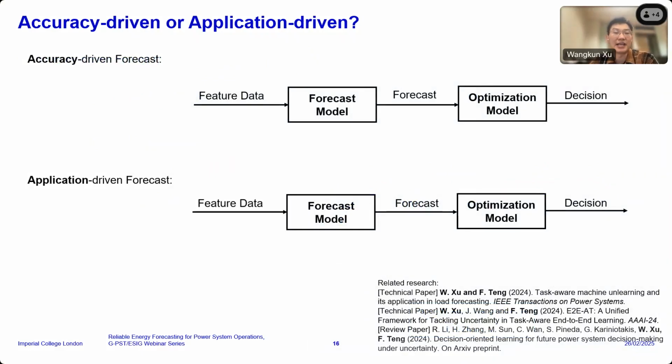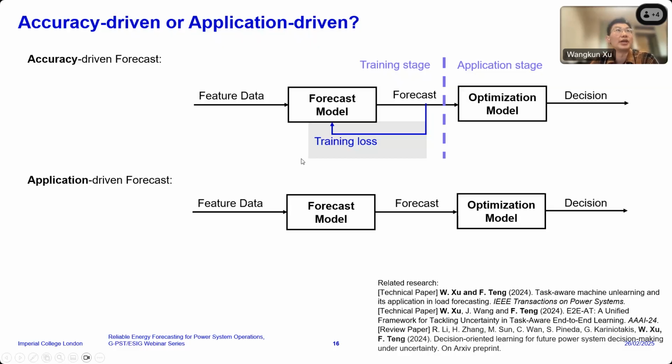So here in this slide, I would like to give a direct comparison between accuracy-driven and application-driven forecast pipelines. The main difference is that in the accuracy-driven forecaster, the training objective does not match the final objective at the application stage. For example, what we really care about is maximizing the economic benefit. However, in this kind of training pipeline, the training loss is associated with the forecast accuracy instead of the value of the follow-up decisions. Therefore, the training stage and application stage are actually mismatched and separated.